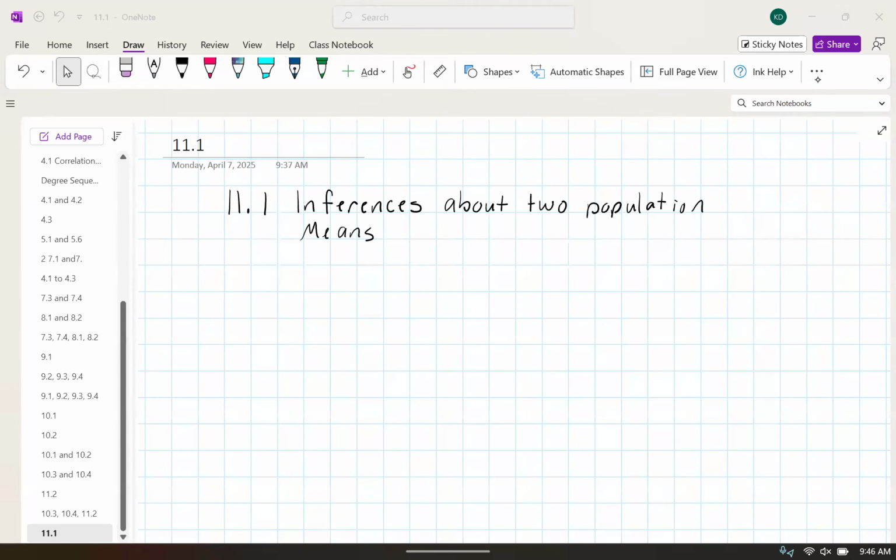Okay, 11.1. This formula is a little weird. Sorry, I thought we were done with the crazy ones, but honestly, it's not terrible, not compared to some of the stuff we've done.